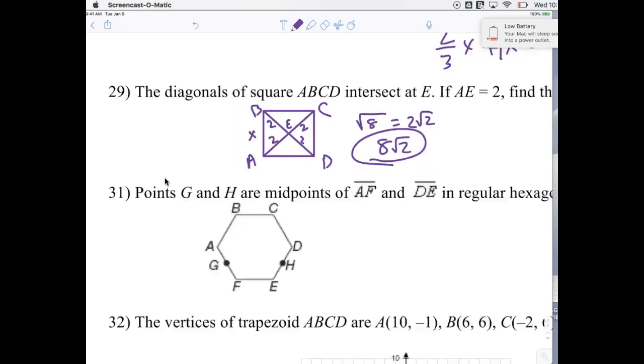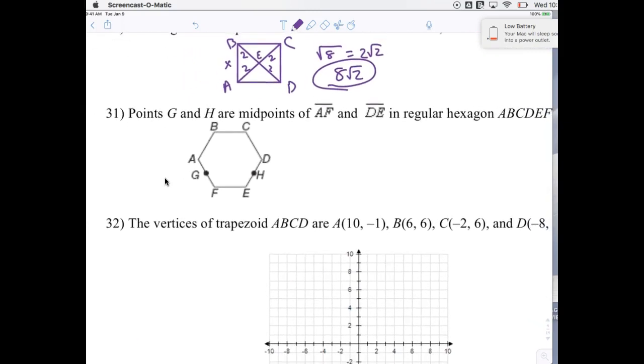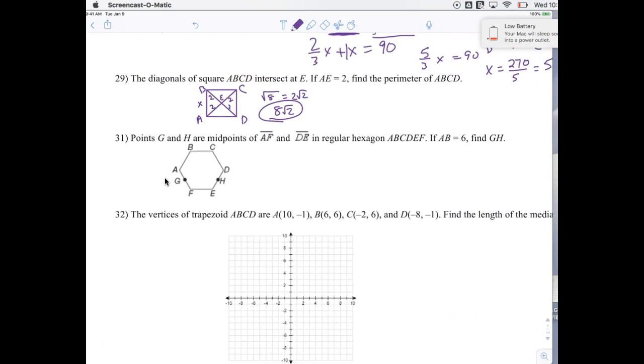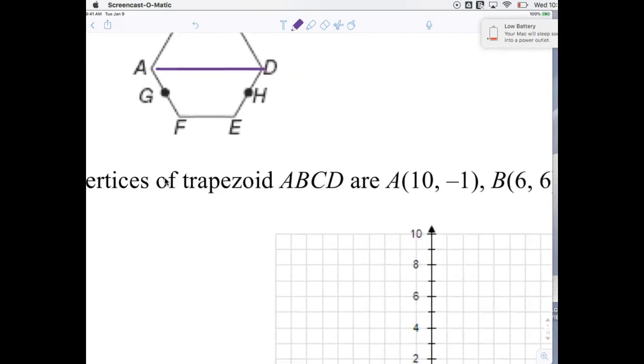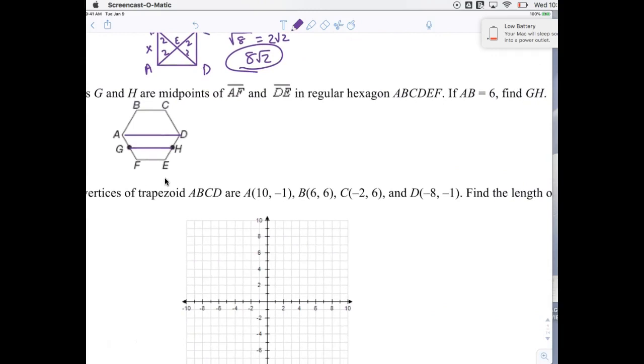All right, here we go. 31. Oh, this one's a really nice problem. Okay, so here's what I want you to do. Draw from here to here. This would be nice. And so then they want you to just realize that this is a what? Yes, mid-segment, right? So let's see what we're doing. So it says AB is 6. They're all 6. So that's 6.